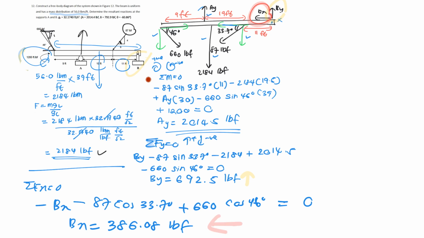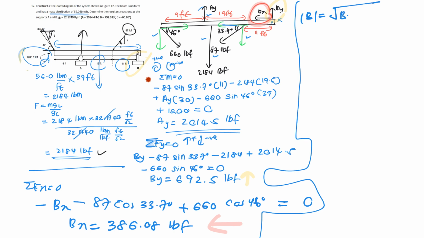So for those who assumed to the right, you are going to get a negative answer, which means that you need to put a statement over there: the true direction for BS should be towards the left. For those who assumed towards the left, definitely you are going to get a positive answer. Next is to find the magnitude and directions. So here you are going to put the B. You don't have to write the formula like this, like I'm doing now. I just want to show it to you.